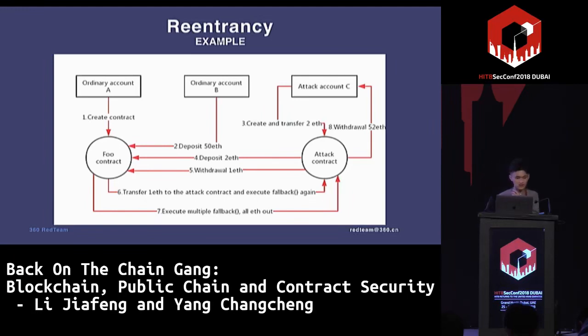The attack contract is created, and the attacker transfers 2 Ether to the contract and uses the contract to deposit 2 Ether to the Fore contract. And the fifth step is to withdraw 1 Ether to the attacker. At the same time, the attack contract will directly call the fallback function. The fallback function will call the Fore contract again. So it's a loop. That will withdraw all of the Ether in the contract to account C. So the attacker can steal all of this. So this is the process.